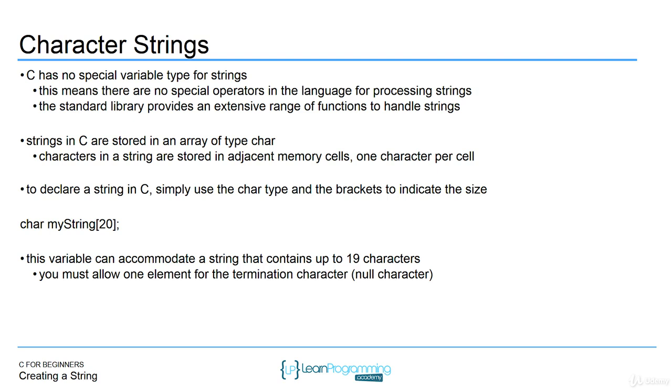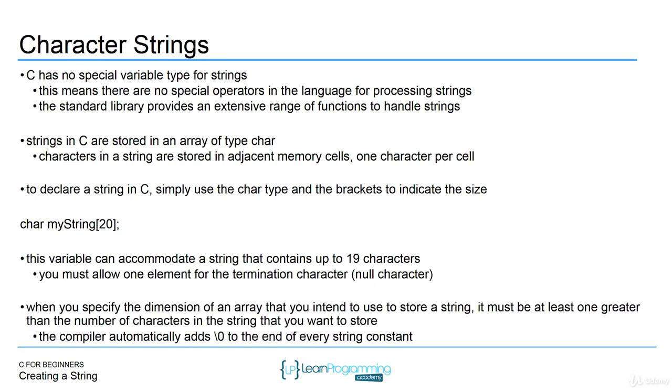Remember this null character. If you say that your string size is going to be 20, that means only 19 characters can actually be stored because you have to have that 1 extra character for the null. Keep that in mind. Declaring a character array as 20 means 19 characters can be stored there. When you specify the dimension of an array that you intend to use to store a string, it must be at least 1 greater than the number of characters in the string that you want to store. The compiler will automatically add the null terminator at the end of every string constant.